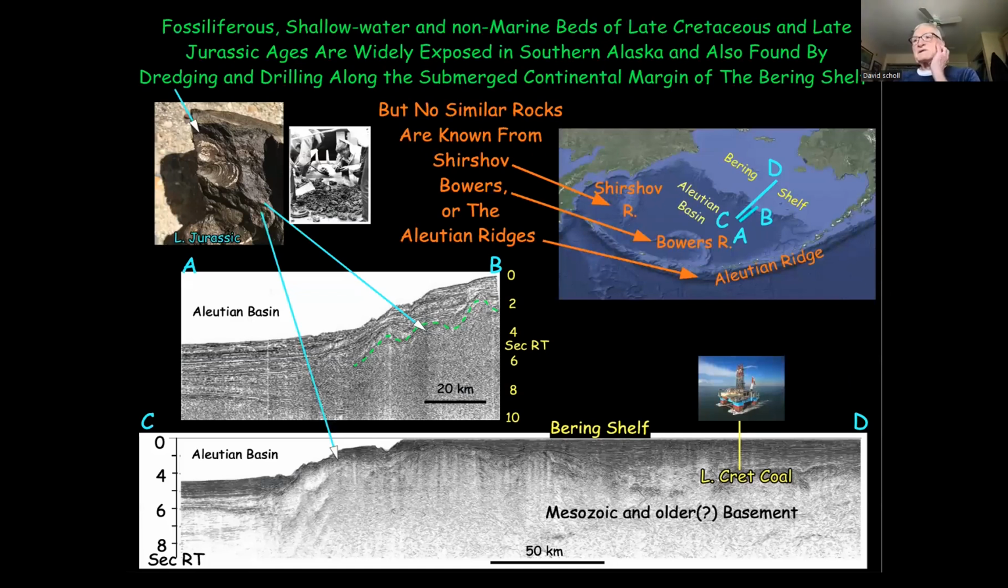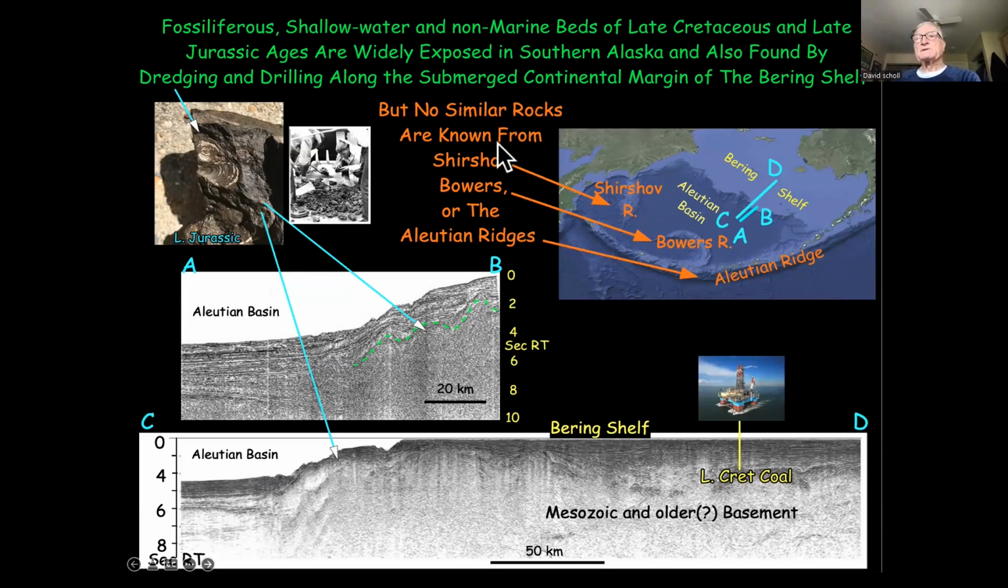We look in the Bering Sea, cross sections here and here. We have dredged these margins, and what you get there are shallow water, Jurassic and late Cretaceous material, very submerged right at the moment, and industry drilling has run into coal beds sitting down here on top of the basement. So it's a Mesozoic and older basement, shallow water coal beds here, non-marine, and down through here, shallow water deposits, which are very common in Western Alaska.